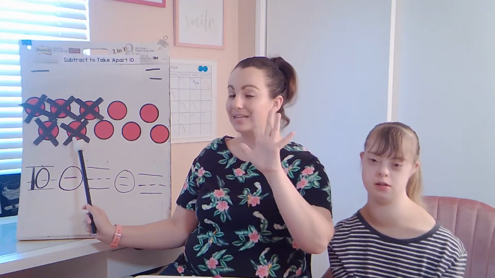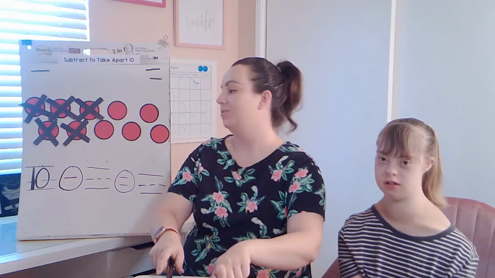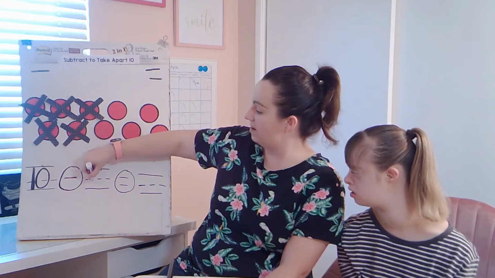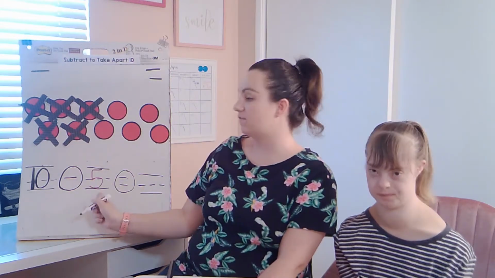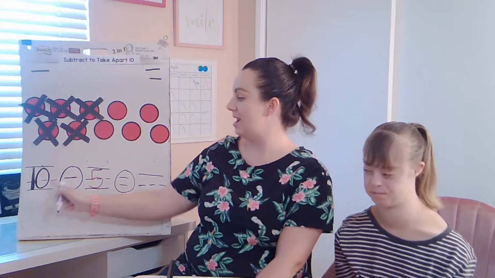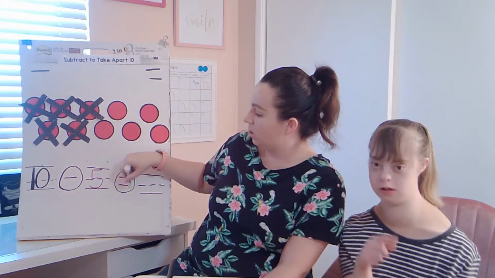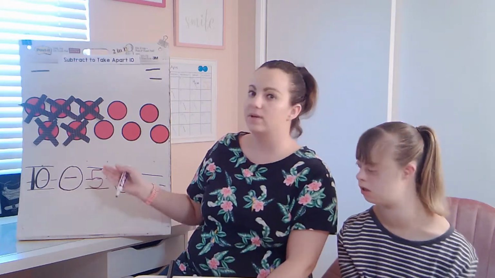How many are we taking away? I'll say 5. 5, yes. We had 10 counters. Take away 5. So I write my number there. 5. 10, take away 5. Then equals. That tells us, okay, time to say what 10 take away 5 is.